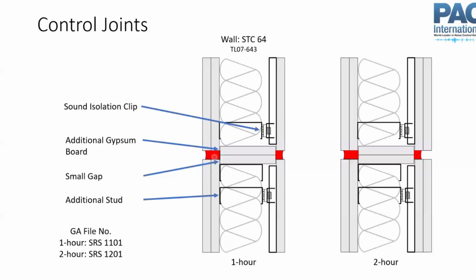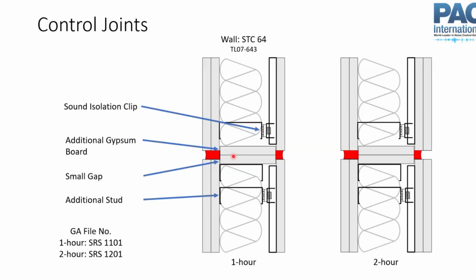We've put the sealant in here to seal up this hole. But we also put this drywall to provide some more mass back here, and this is for acoustics and fire. Here are some GA file numbers for these control joints that show this.